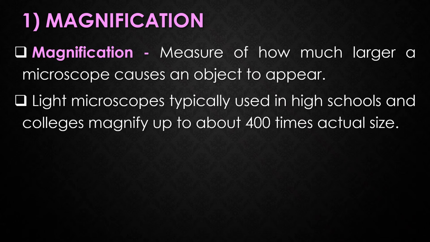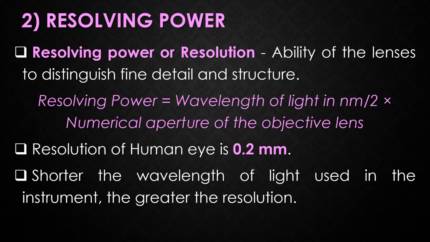The first parameter is magnification. It is a measure of how much larger a microscope causes an object to appear. For instance, the light microscopes typically used in high schools and colleges magnify up to about 400 times the actual size. So something that was 1 millimeter wide in real life would be 400 millimeters wide in the microscopic image. The second parameter is resolving power.